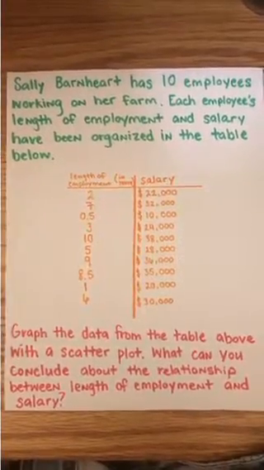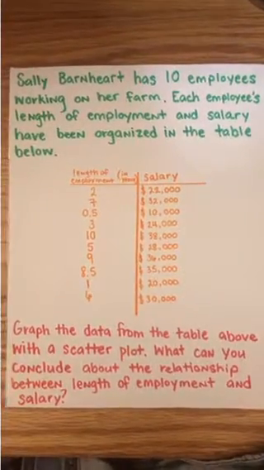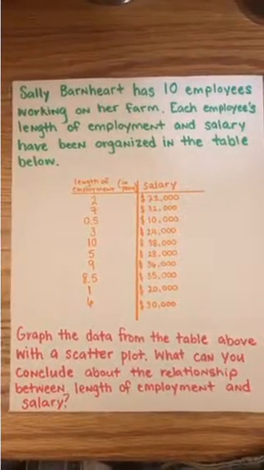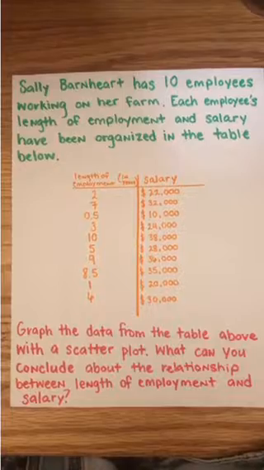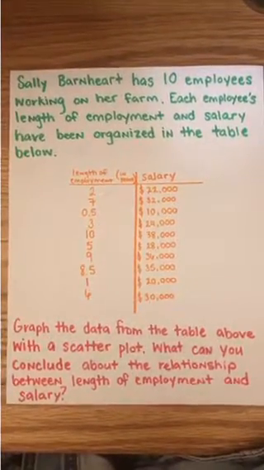Sally Barnhart has 10 employees working on her farm. Each employee's length of employment and salary have been organized in the table below. Graph the data from the table above with a scatter plot. What can you conclude about the relationship between length of employment and salary?